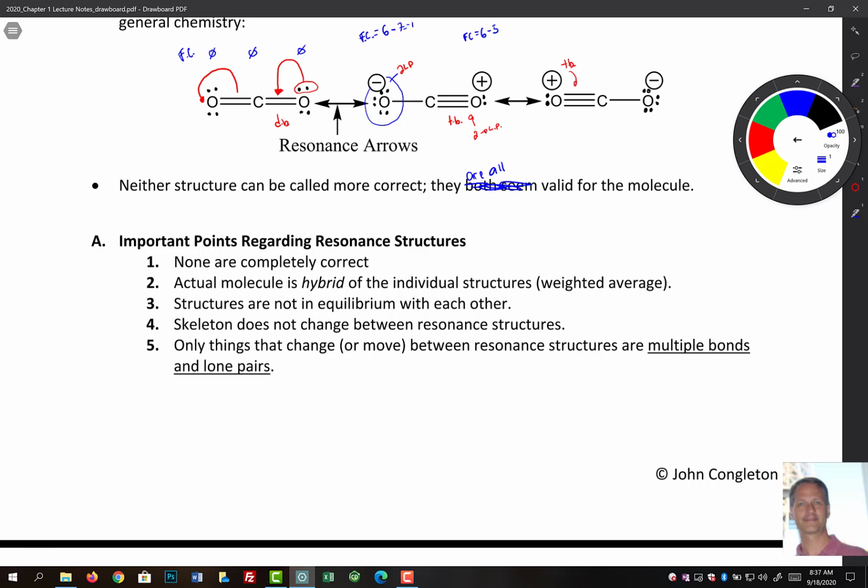Okay, now one might be a greater contributor. So the greater contributor is the one that has no formal charge. So carbon dioxide spends most of its life living like the structure that's on the far left. But the other two structures exist. A couple of other additional points here that are important to point out. First, none are completely correct.